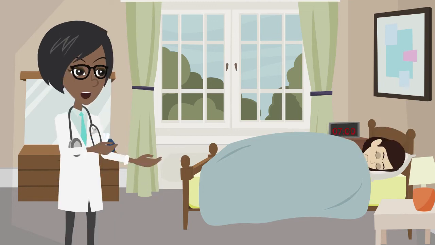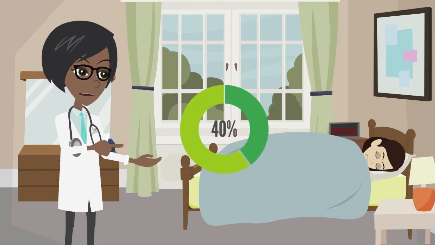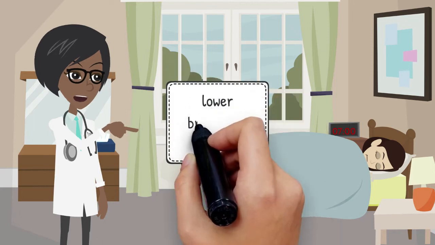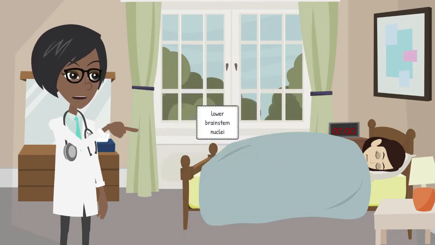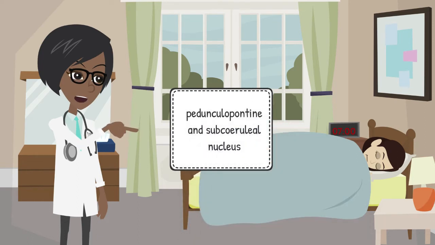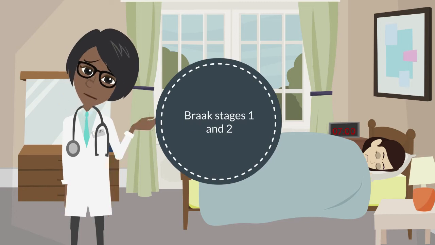REM sleep behavior disorder appears prior to motor symptoms in 40% of the cases, and, as we saw previously, it is related to a degeneration of lower brainstem nuclei, including the pedunculopontine and subcoeruleal nucleus, that are characteristics consistent with Braak stages 1 and 2.